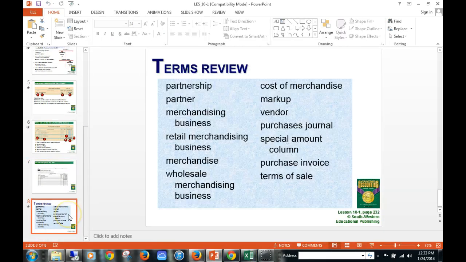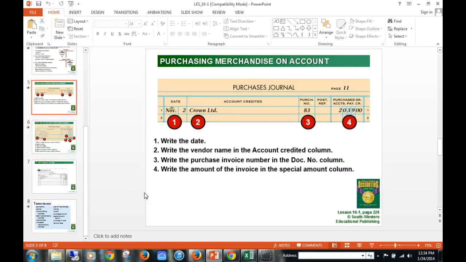All right, great. So terms to review, make sure that you're familiar with these terms that I've talked about in this session, and also that are in the page 228, terms to review in your book. I hope this helps, and refer back to this as you work through this chapter.